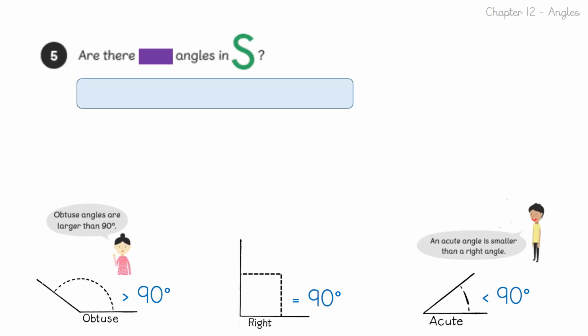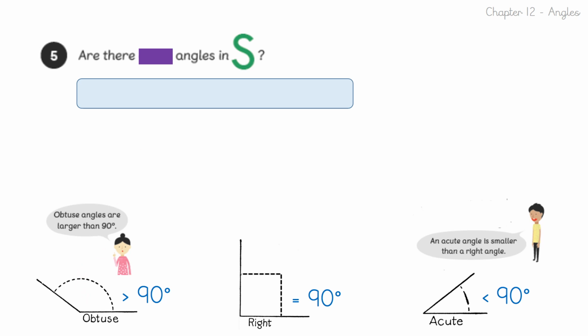Finally, are there any angles in S? Can you spot any right angles? Can you see any acute angles? Remember, acute angles are angles that are smaller than a right angle. Can you see an obtuse angle? Obtuse angles are angles that are larger than a right angle.